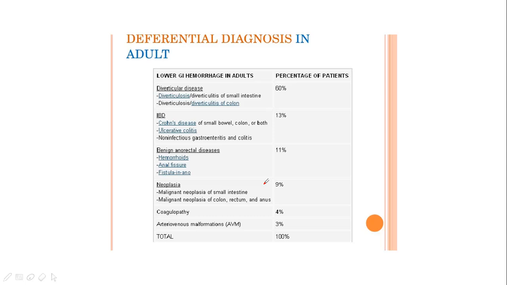Neoplasia, malignant, is 9%, of the small intestine and colon. Coagulopathy and intravenous malformation make up the rest, totaling 100%. So that is the percentage of patients. The most common cause of lower GI bleeding is diverticular disease. So if the question arises, what is the most common cause of lower GI bleeding?